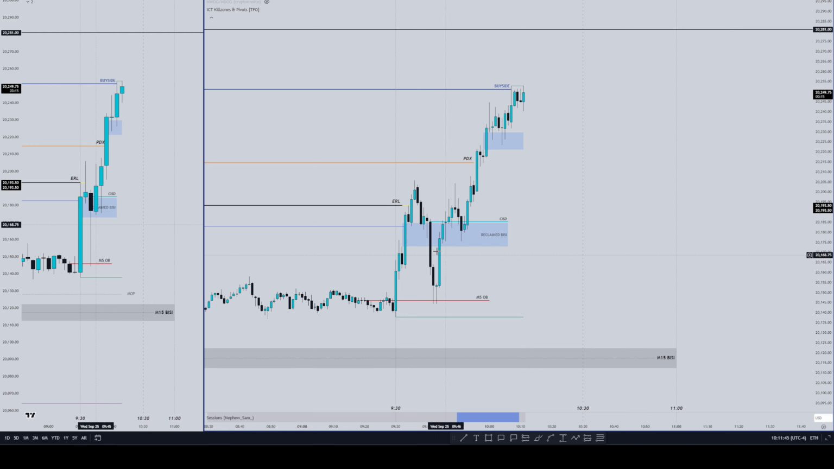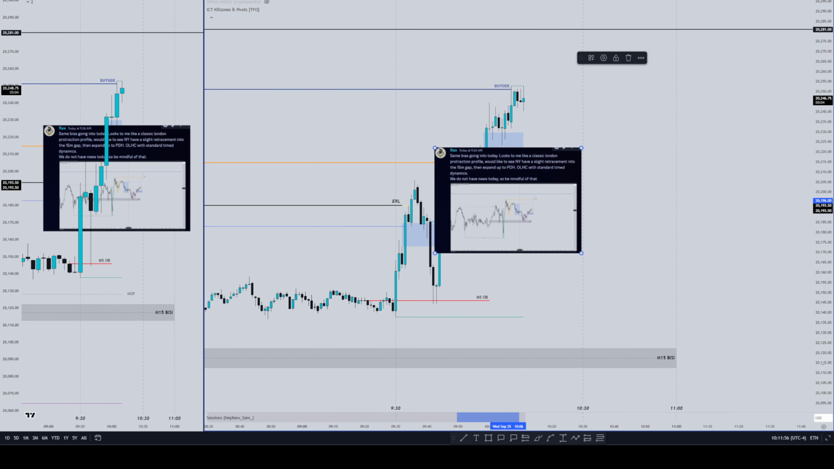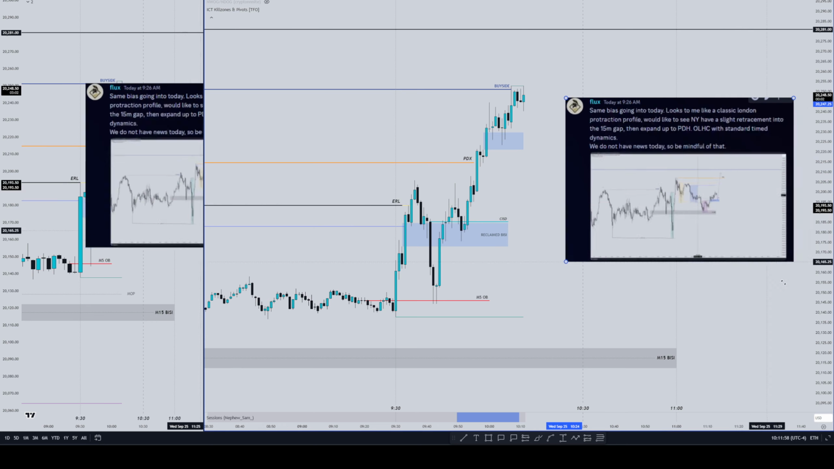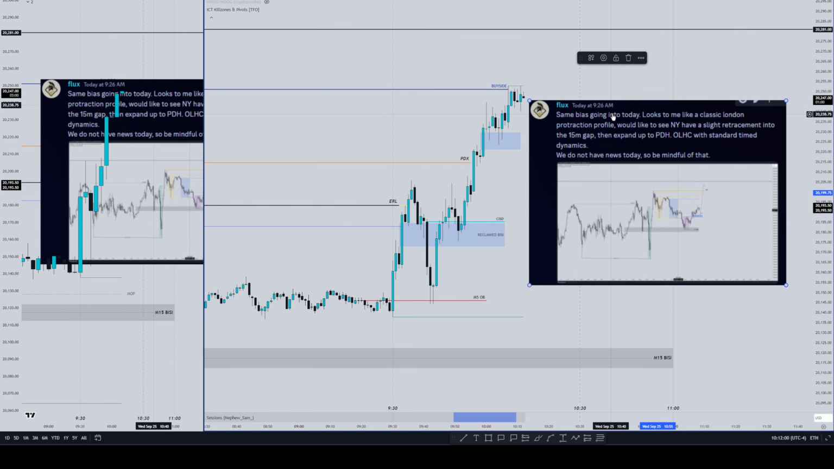So yeah, let me see if I can pull up the screenshot for today. If you're not in the private group, I'll show you. So this is what I was looking for. Same bias going today, referencing yesterday's bias, which was bullish. Looks to me like a classic London protraction profile. Would like to see New York have a slight retracement into the 15-minute gap and then expand up into previous day high, open, low, high, close with standard time dynamics. We don't have news today, so be mindful of that.